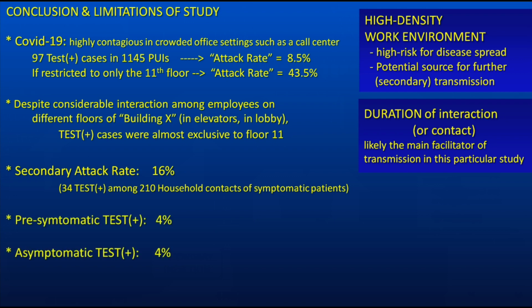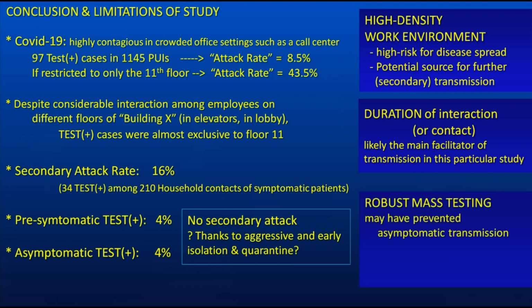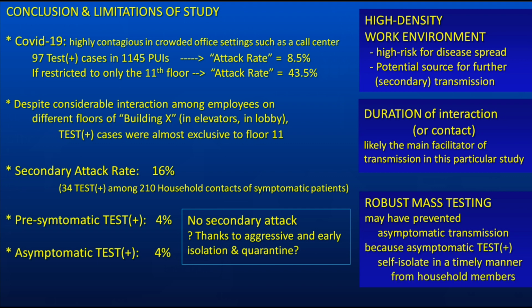However, in the 4% of pre-symptomatic test positives and the other 4% of asymptomatic test positives, there was no secondary attack detected. The investigators noted, however, that this may be due to aggressive and early isolation and quarantine, and thus, at least with regards to this particular case, robust mass testing appeared to have prevented asymptomatic transmission because the asymptomatic test positive patients were able to self-isolate in a timely manner, avoiding viral transmission to household members.